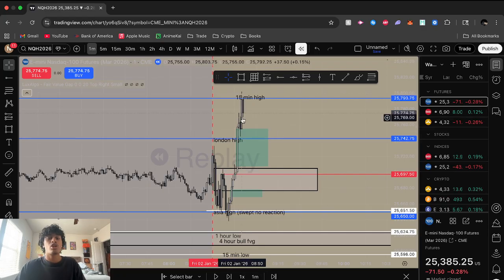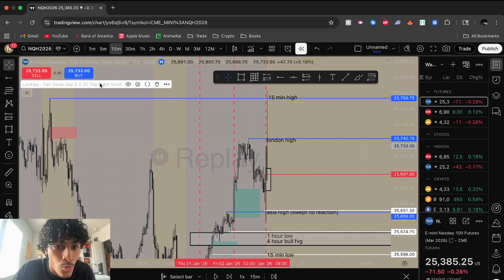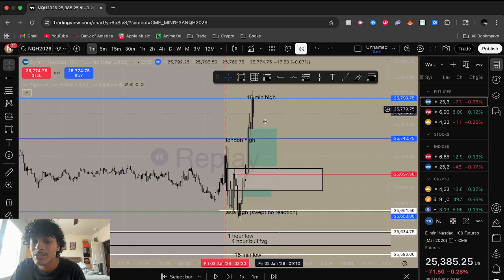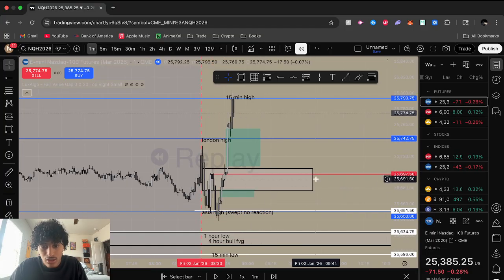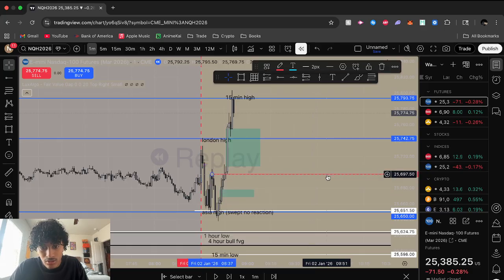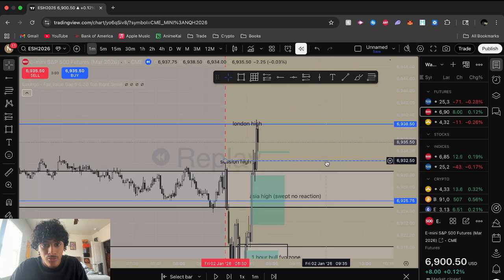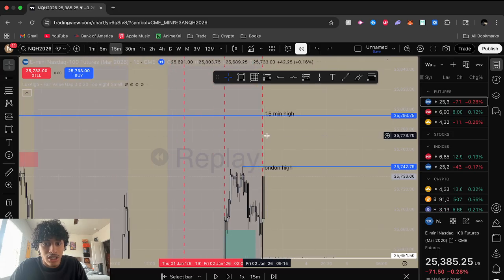So boom, we take out this 15-minute high, which is what I've wanted to see this entire day. I missed the bullish uptrend, but we took out this 15-minute high, and I'm starting to see a reaction, right? So now what am I looking at? And ES, I check at the same time. We made an SMT from this 15-minute high.